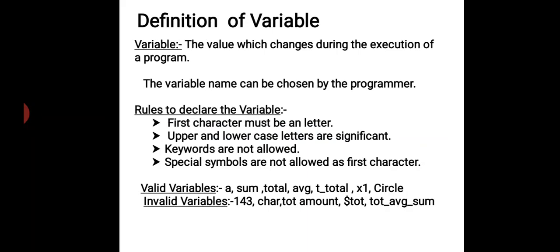First point, first character must be a letter. Second one is upper and lower case letters are significant. Third one is keywords are not allowed. Fourth point is special symbols are not allowed as first characters. The below two lines show valid variables and invalid variables.